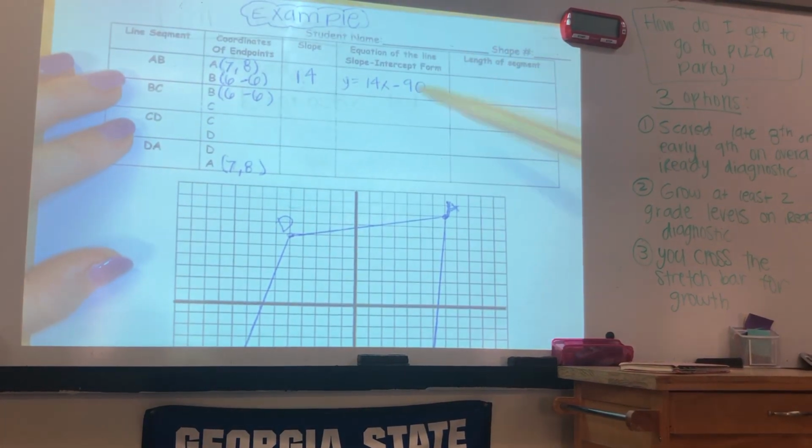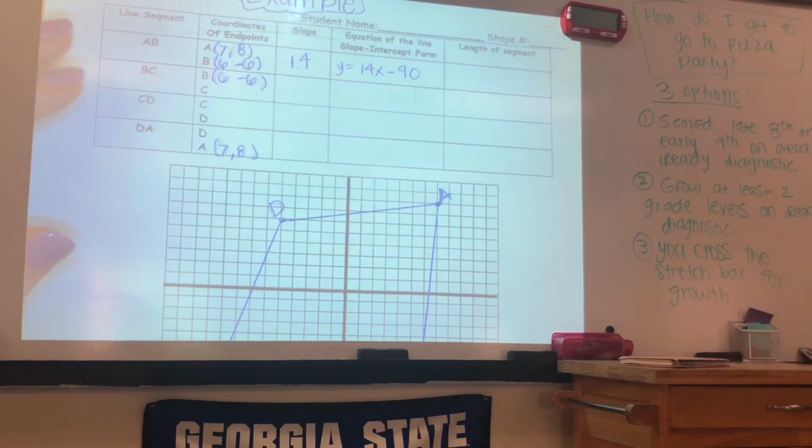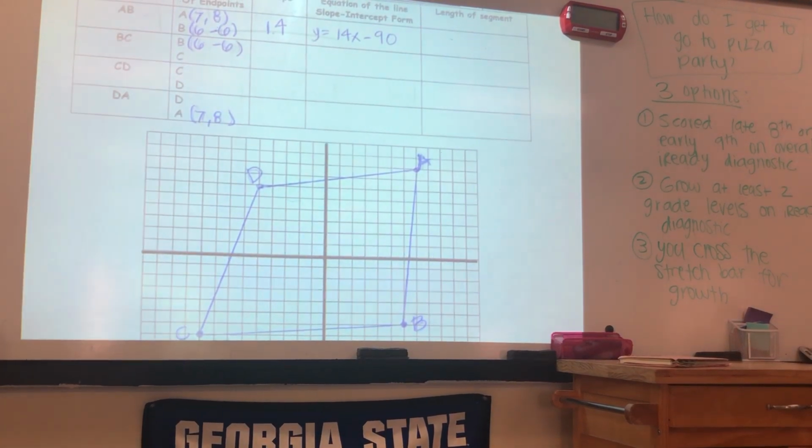Go ahead and pause your video and find all of your equations. You may want a separate sheet of paper. The last part is finding this length of segment.